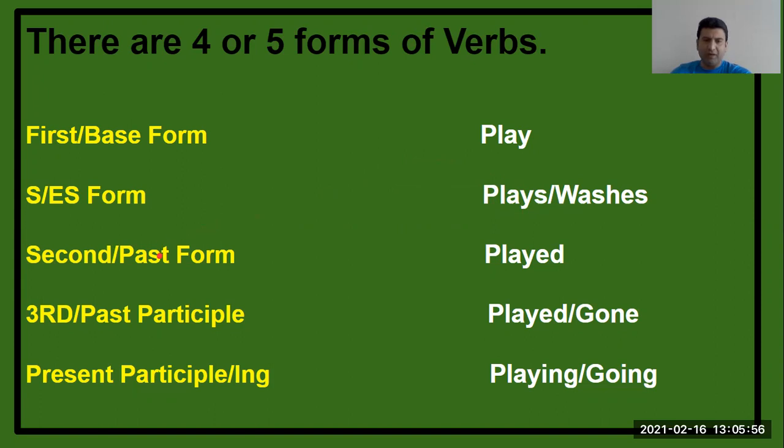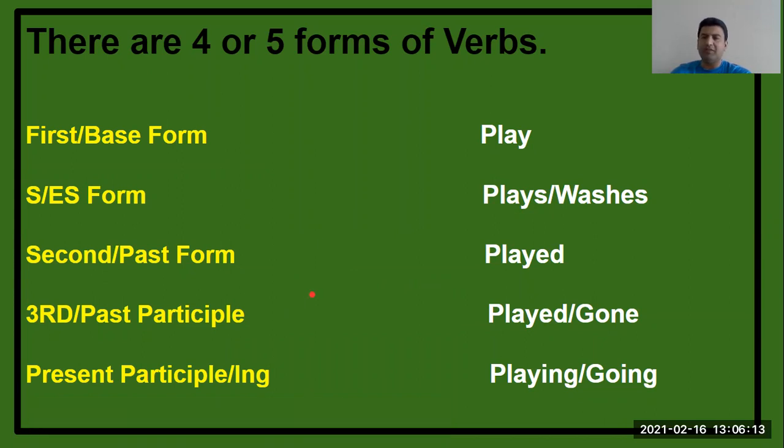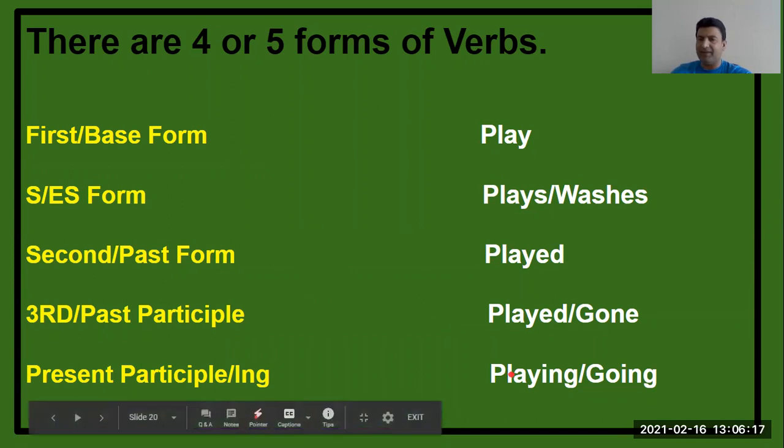Next, we have second form of verb or past form of verb. The example is played. And after that, we have third form of verb or past participle. The examples are played and gone. Finally, we have present participle, which is also called ing form of the verb. The examples are playing and going.